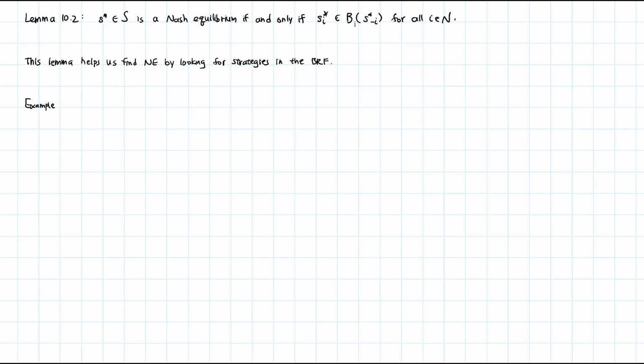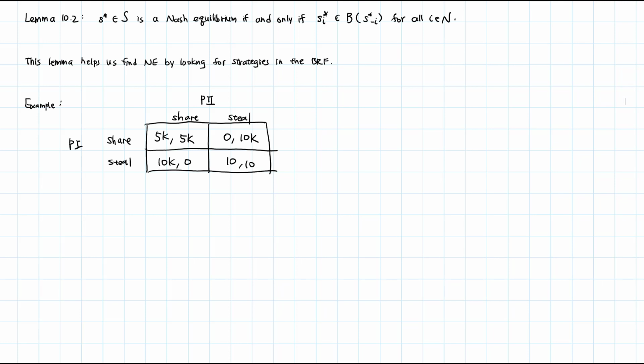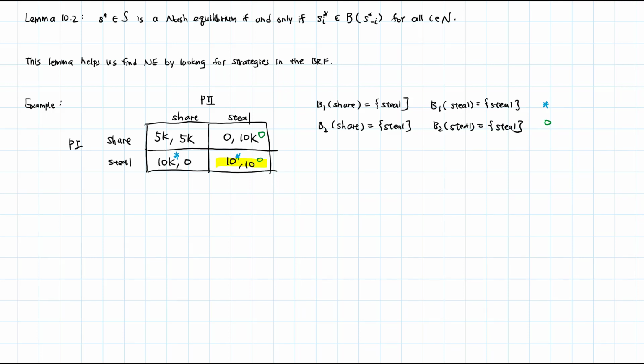Take a look at the prisoner's dilemma one more time. We see that for player 1, the best response to share is steal, and the best response to steal is also steal. So we mark the positions on the table where best responses are played. These are then eligible to be in the Nash equilibrium by our lemma. We can do a similar thing for player 2, and we mark the 2 places where best responses are played. And now we see that for steal and steal, these are best responses to each other. So this is a Nash equilibrium.